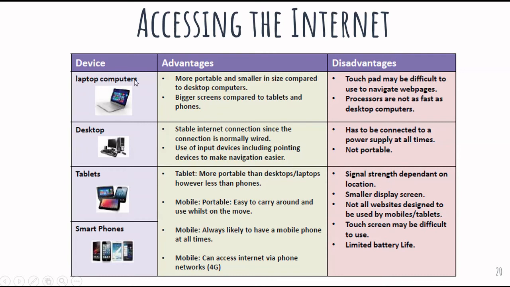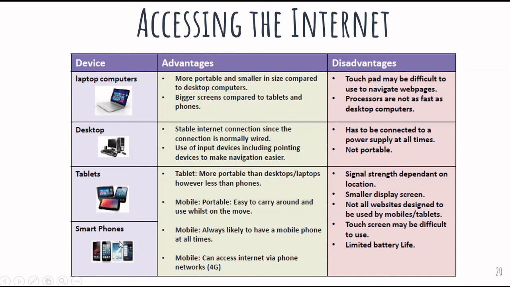So for example, a laptop computer is more portable for accessing the internet, so you can move around while you are connected, and it has a bigger screen compared to tablets and phones, but the touchpad may be difficult to navigate web pages and the processor is not very fast. A desktop will give you a stable internet connection because it is wired, and input devices will make pointing easier for you, but the problem is that it has to be connected at all times and it is not portable. Both tablets and smartphones are more portable than laptops and desktops.